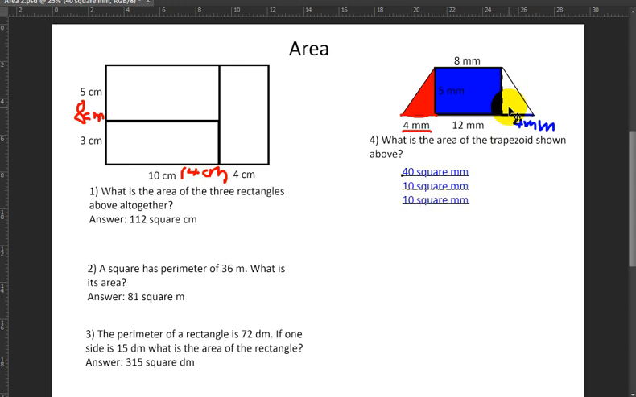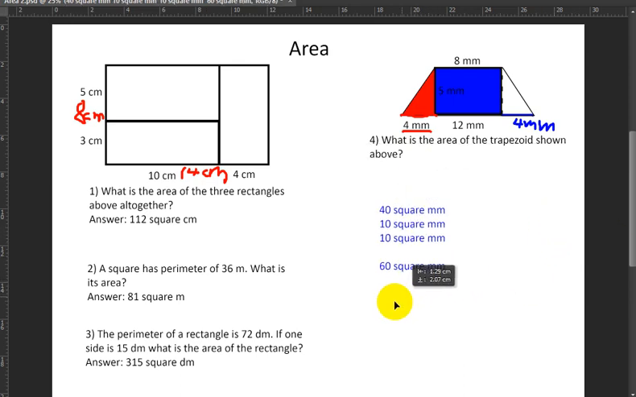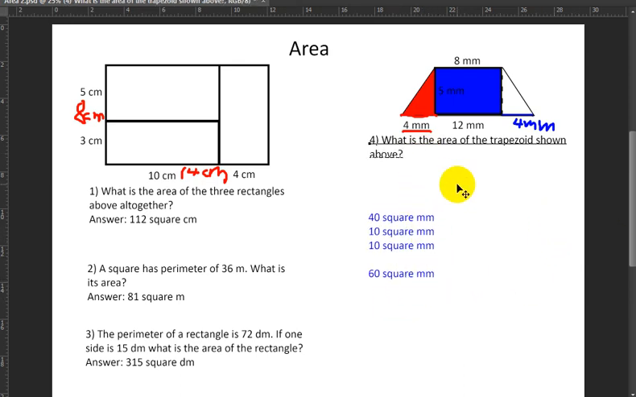And altogether, if I add all of these together, I'm going to get 60 square millimeters. So that should be my answer. 60 square millimeters. And there we go.